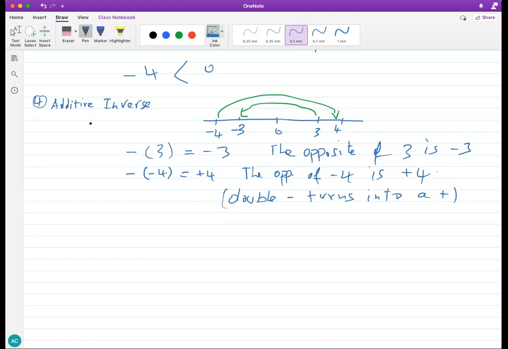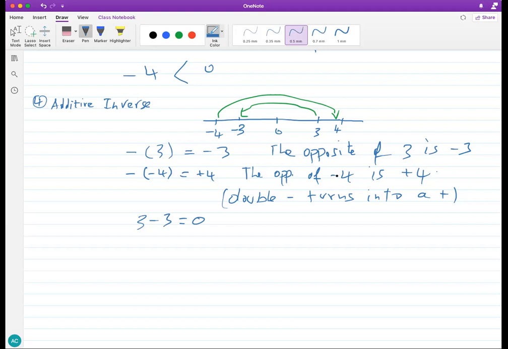So that's what we mean by the additive inverse. It also means that whenever you take a number and its opposite, for example, 3, the opposite of 3 is -3. If you take those two together, of course, they cancel each other out. You get 0. These cancel out, you get 0.